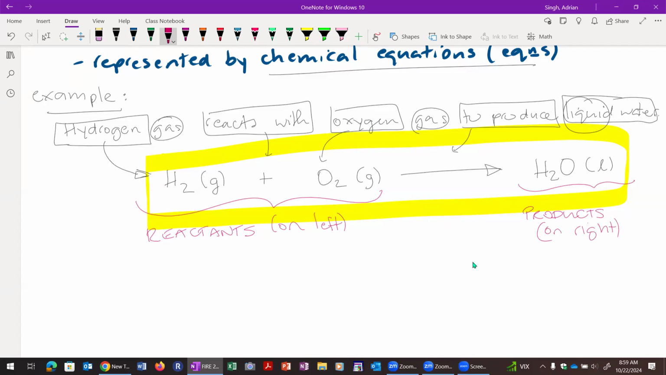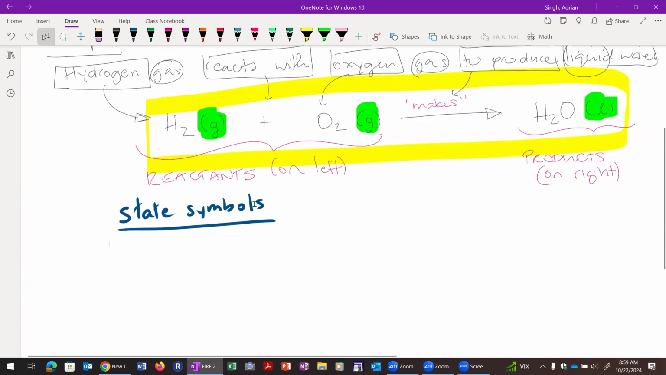Okay, that's a general layout. And then the arrow here means produces or makes the stuff on the right. The other thing that we'll see is the things that we're highlighting here in green. These are known as the physical states or the state symbols. There are several of these that we're going to encounter. We already just looked at two of them. g means gas. l is liquid. And the third one we talked about is a solid, so that's s, lowercase s.